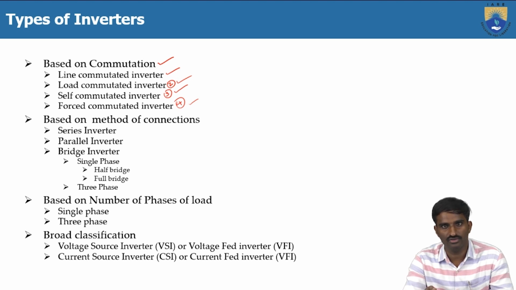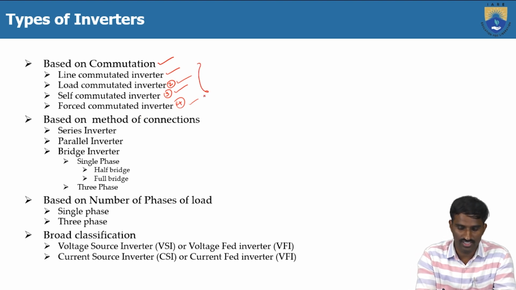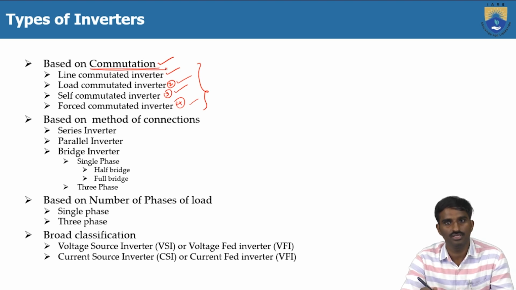So any one of the techniques we need to use to turn off the thyristors in a particular inverter, those kinds of inverters are called forced commutation inverters. So this classification is based on the type of commutation that we are using in a particular inverter.